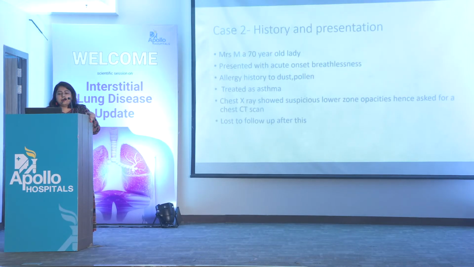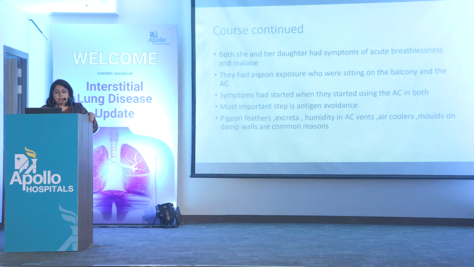So the second case is a 70-year-old female. She presented with acute history of breathlessness. She also had a history of asthma in the past, and chest X-ray had shown some low zone opacities. She had been lost to follow-up after that. Both she and her mother had similar symptoms. The daughter had more serious symptoms as compared to the mother. She required oxygen and had very severe symptoms. The mother was comparatively better.